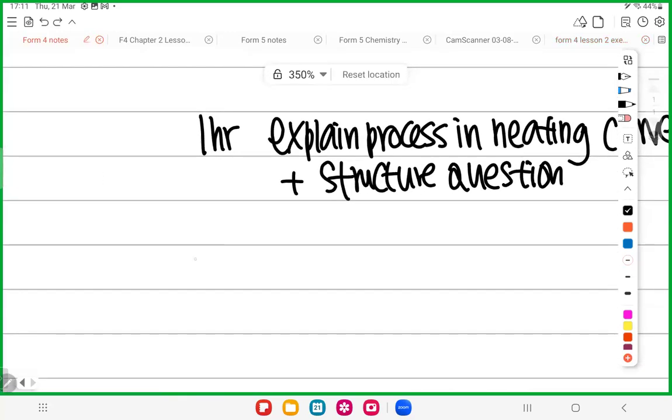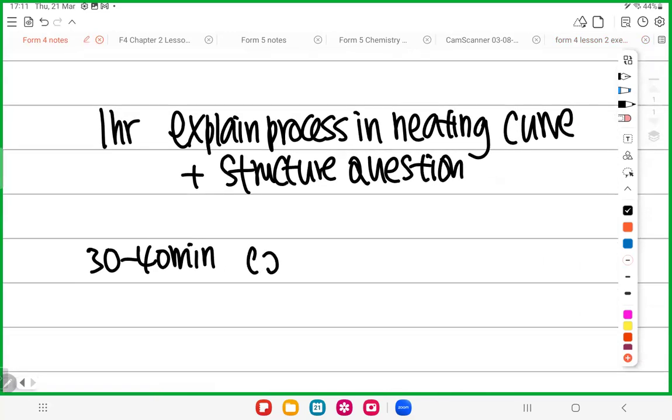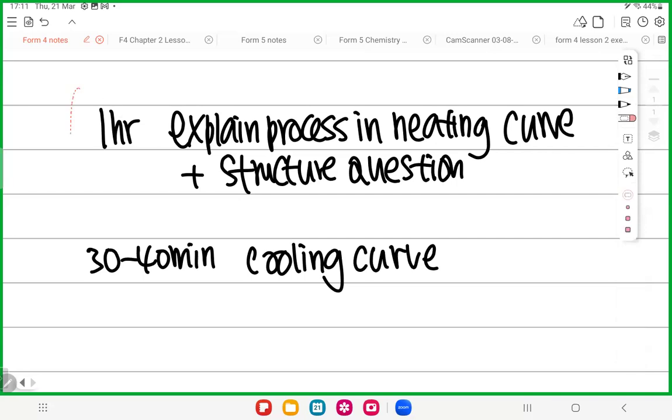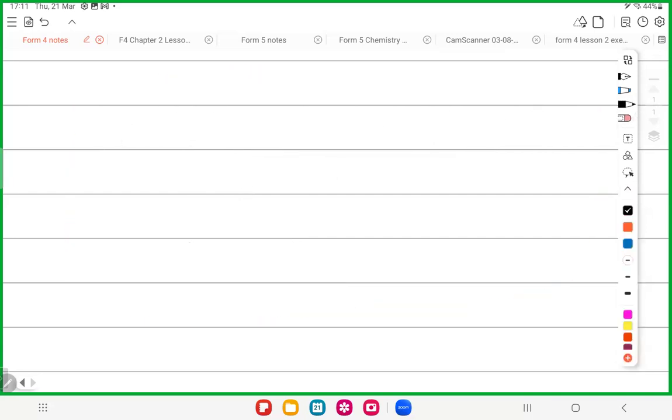Then another 30 to 40 minutes, I will touch a little bit on the cooling curve. That's the purpose. If you fully understand what the heating curve is all about, the cooling curve is very, very easy for you. All right, so without further ado, let's start with the learning today.